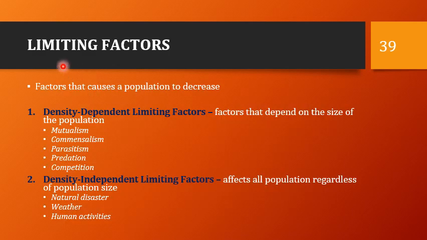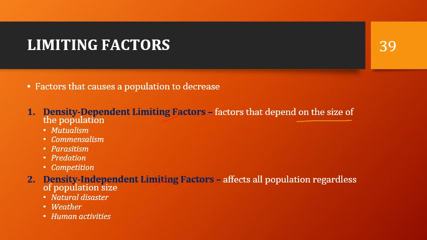So let's talk about the different limiting factors that actually limit the growth of the population, or an attribute of the population. So of course, these are the factors that cause the population to decrease, okay? So to become stagnant, we have here the density dependent factors, and of course, we have here the density independent factors. So when we say density dependent limiting factors, these are factors that depend on the size of the population. So we have here mutualism, commensalism, parasitism, predation, and competition.